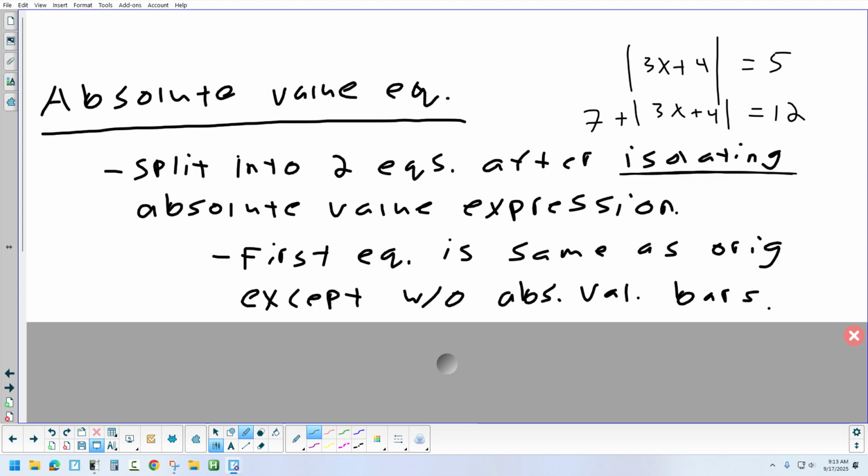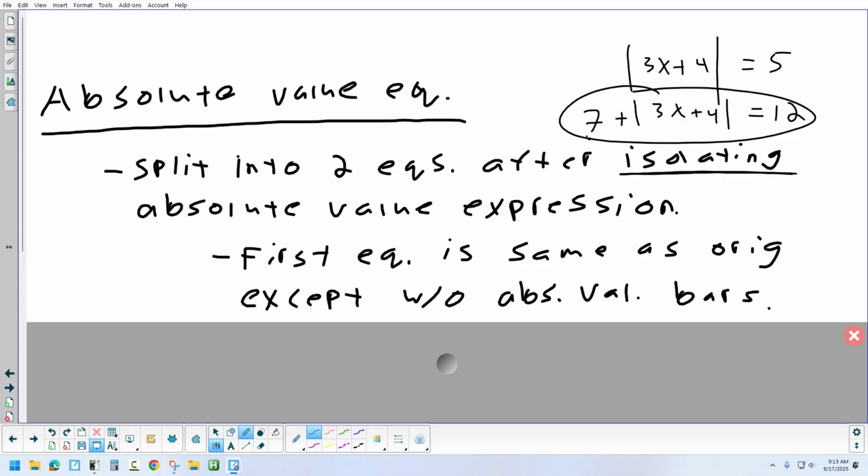Yeah. Subtract 7 from both sides. You'd subtract 7 from both sides. And then this problem is identical to the one that's above it. When you subtract 7 from both sides, it turns into absolute value of 3x plus 4 equals 5. So that would be your first step if you have to do this step. You may or may not.